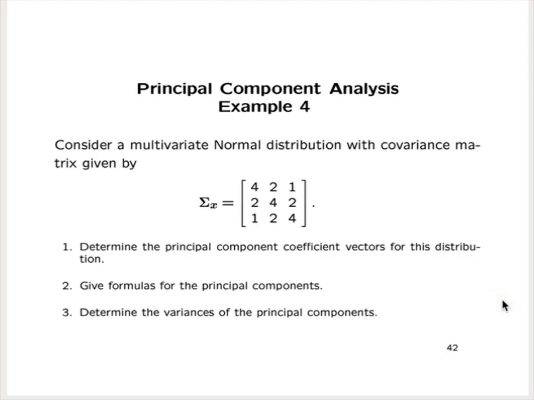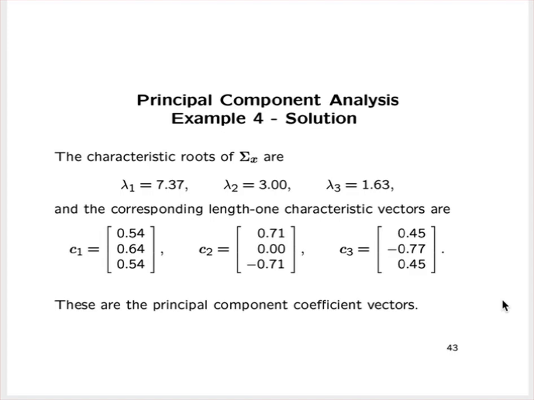All right, let's look at another example. Again, we have a three-dimensional response. The covariance matrix is therefore a 3 by 3 symmetric, in this case positive definite, matrix. The characteristic roots of this covariance matrix are lambda 1 equal to 7.73, lambda 2 equal to 3.00, and lambda 3 equal to 1.63.